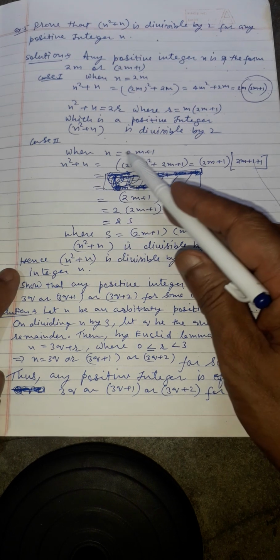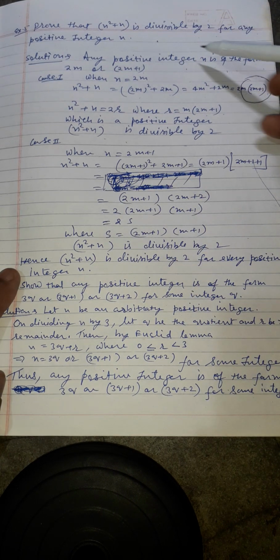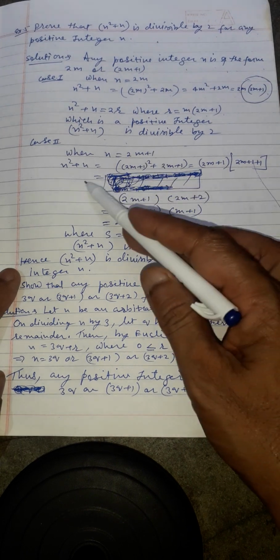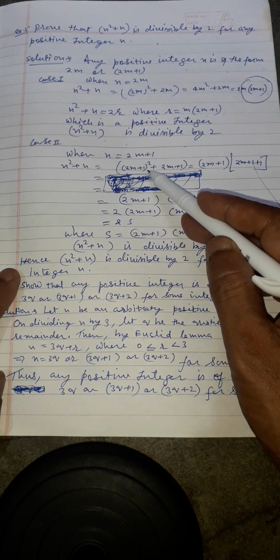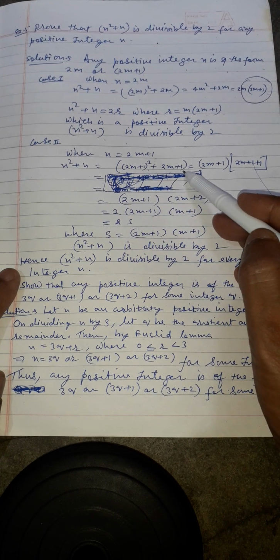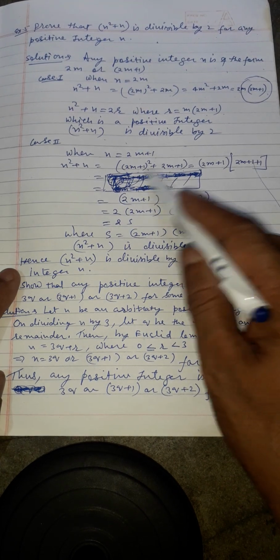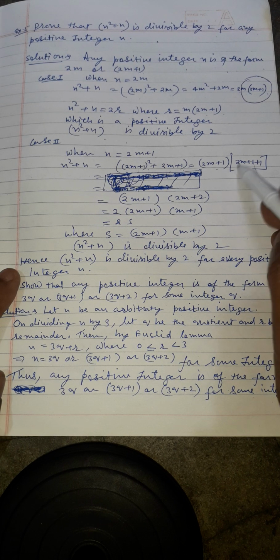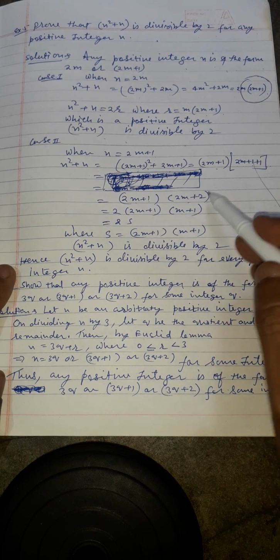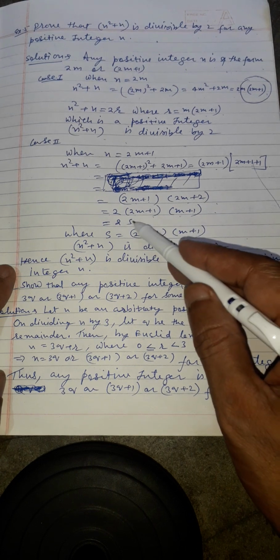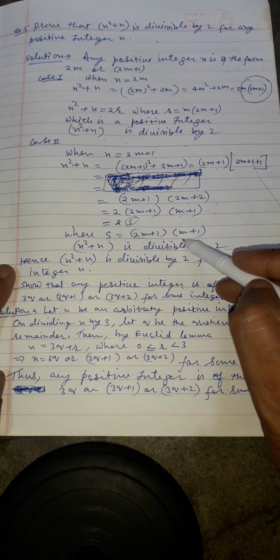Next case, first we took 2m, then again we take 2m plus 1. Then in place of n, we write 2m plus 1 whole square plus 2m plus 1. We will not solve this fully, but take 2m plus 1 as common, and then what is left here? 2m plus 1 plus 1, means 2m plus 2. If you take out 2 also, then it is 2 into (2m plus 1) into (m plus 1).